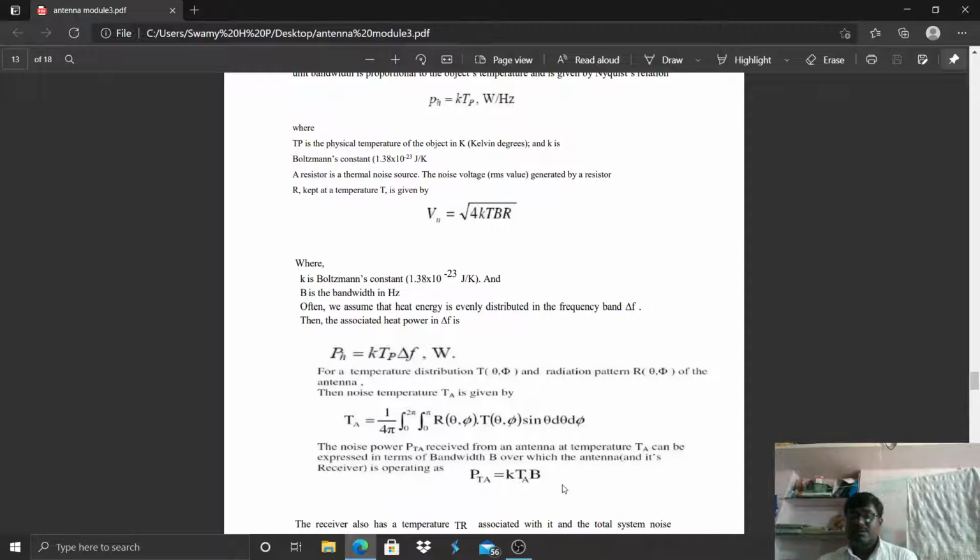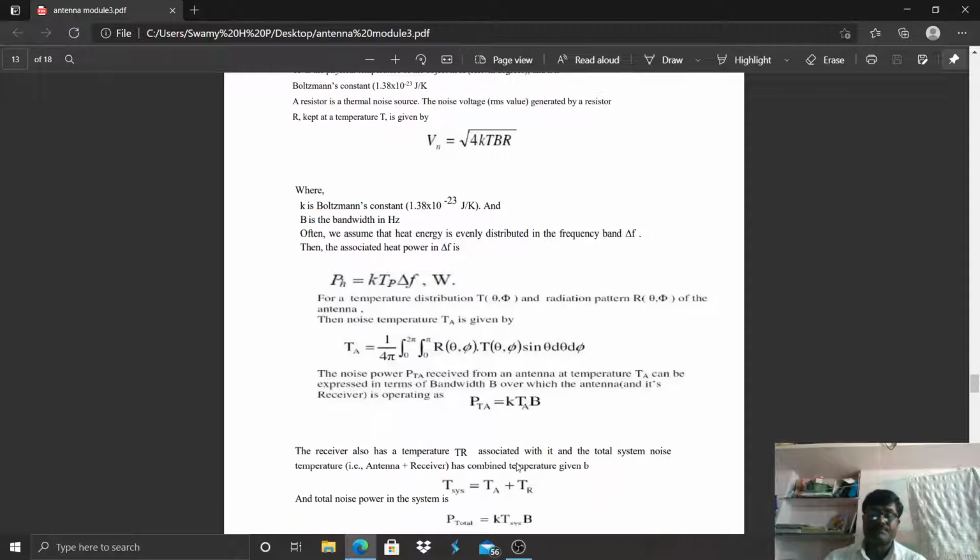So here the noise power Pta received from the antenna at temperature Ta can be expressed in terms of bandwidth B. Over this bandwidth, the antenna is working as a receiver. So therefore, noise power Pta is equal to kTa times bandwidth B.